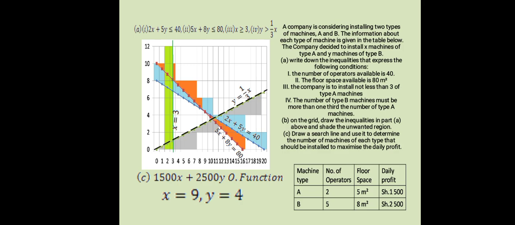B. On the grid, draw the inequalities in part A above and shade the unbounded region. C. Draw a search line and use it to determine the number of machines of each type that should be installed to maximize the daily profit.